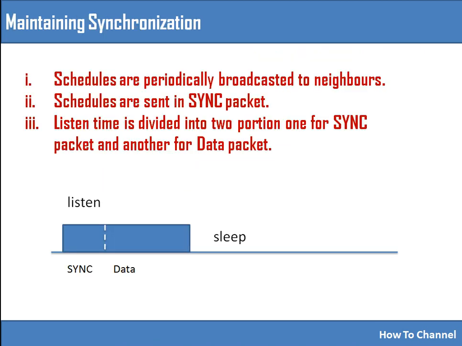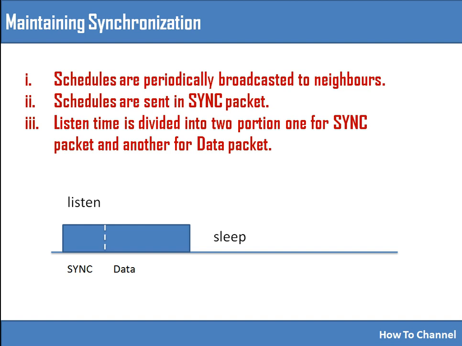Now let's see how they maintain synchronization, like when they want to send packets. There are two types of packets they are going to transmit. The first one is the data packet through which they share their information. The second one is the SYNC packet through which they will share their schedule.